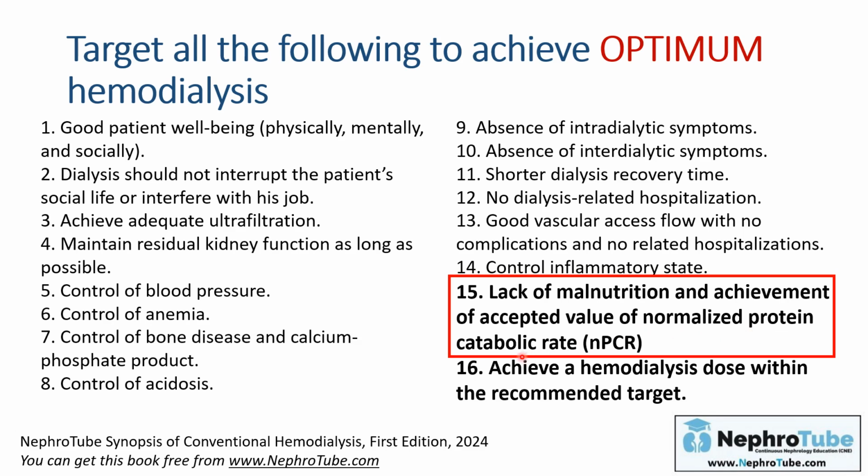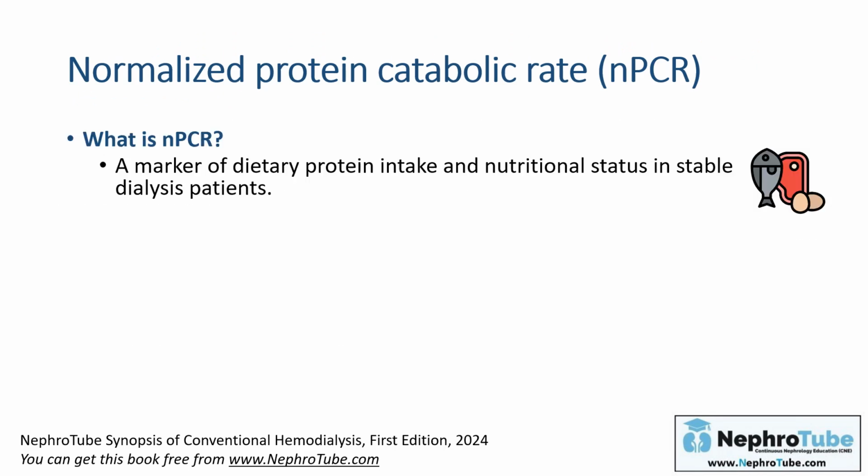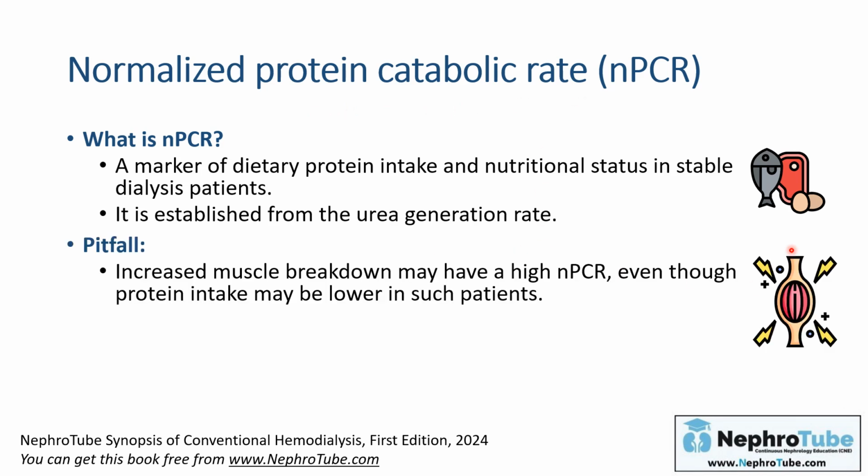What is the normalized protein catabolic rate and how does it assess the nutritional status of the patient? Normalized protein catabolic rate is a marker of dietary protein intake and nutritional status in stable dialysis patients. It is usually established from the urea generation. The normalized protein catabolic rate normally depends on the urea generation rate.